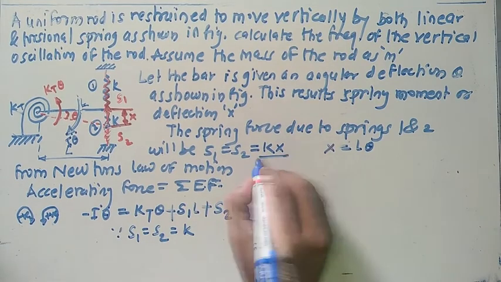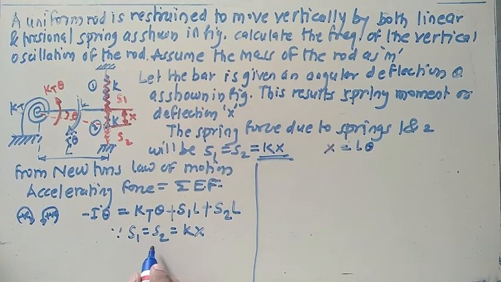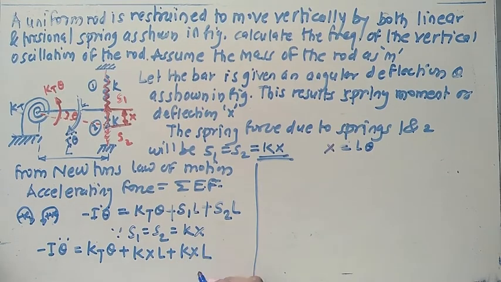Since the values for S1 and S2 are K into X, already we have this. Just substitute S1 and S2 equals K into X here, and simplify this equation. Minus I theta double dot equals kt multiplied by theta. This term will come as it is, plus S1 means k into x into L, plus again S2 means k into x into L, equate with 0.